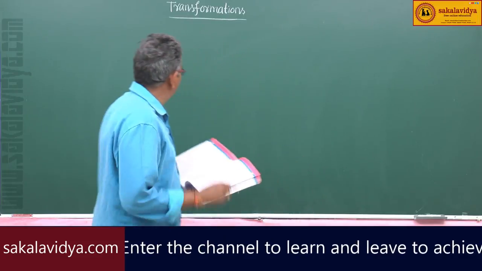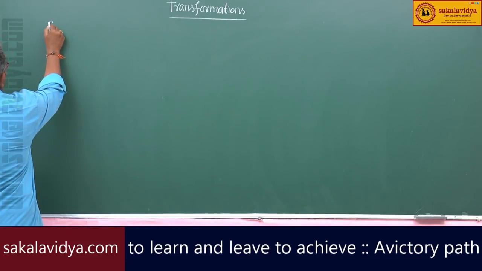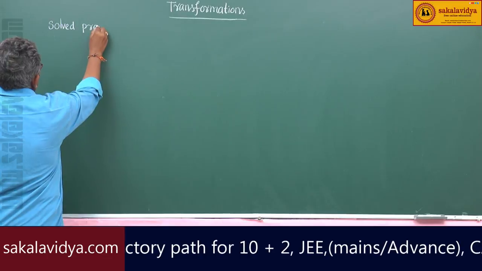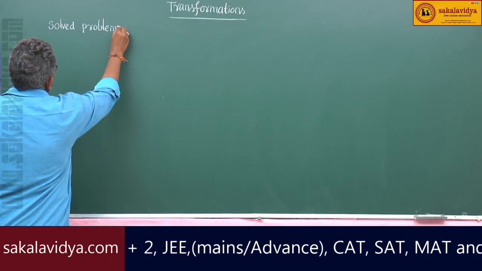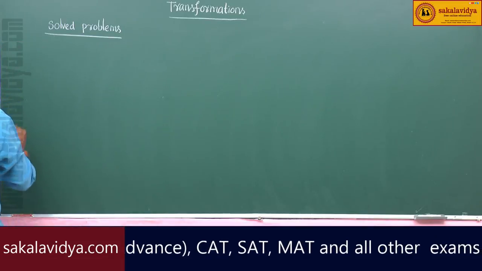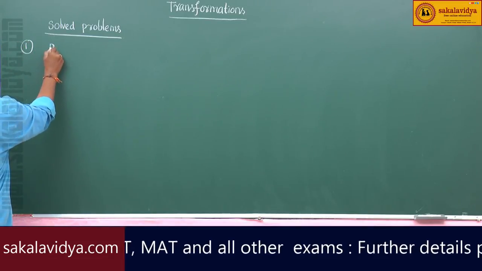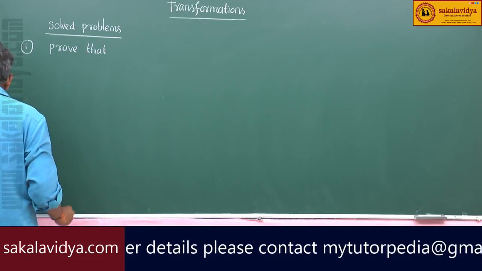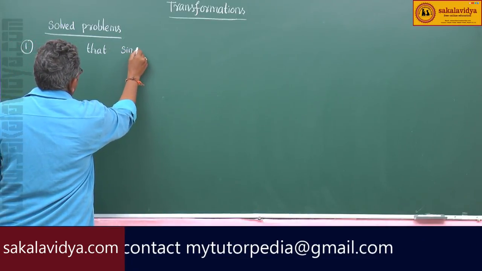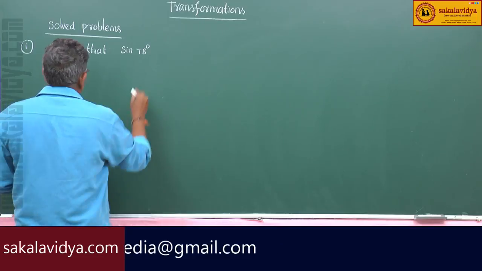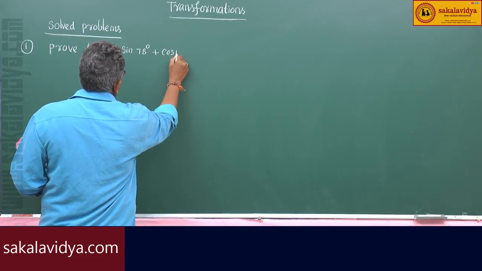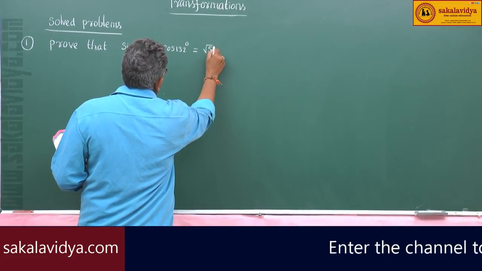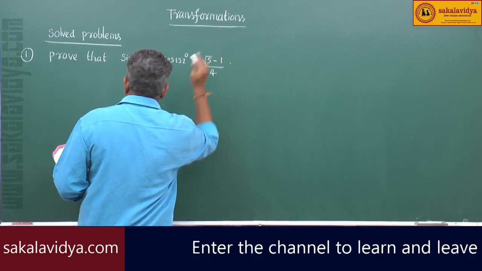Solved problems. First one, prove that sine 78 degrees plus cos 132 degrees is equal to root 5 minus 1 by 4. This is the problem.